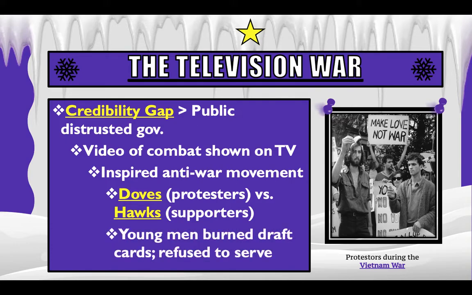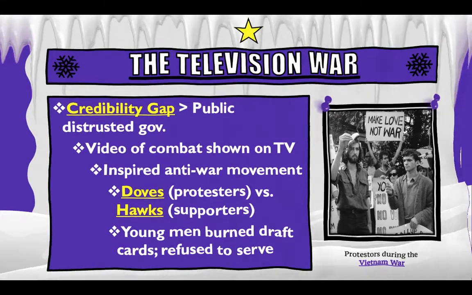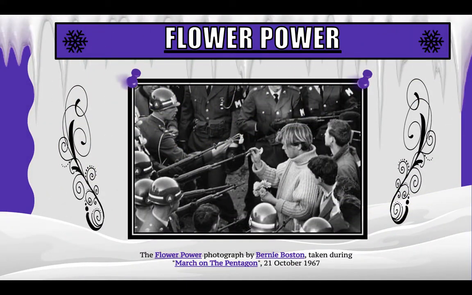Young men begin burning draft cards, they refuse to serve, they have sit-ins on college campuses, all sorts of protests that were unprecedented at the time. One of the most famous instances was during a march on the Pentagon, where you see in this photograph one of the protesters putting flowers in the barrels of US soldiers' guns. It was called Flower Power at the time, basically just really symbolizing how unhappy or unsupportive the general public, especially the youth, were with the Vietnam War.